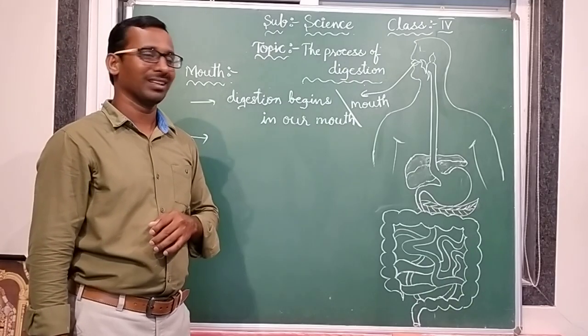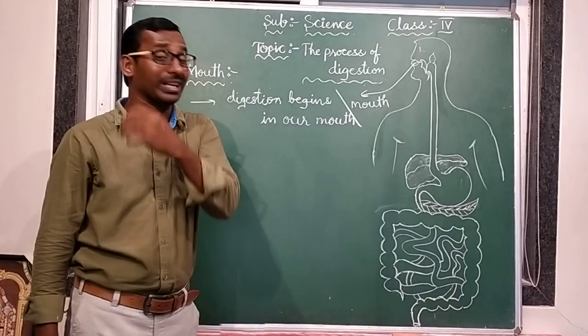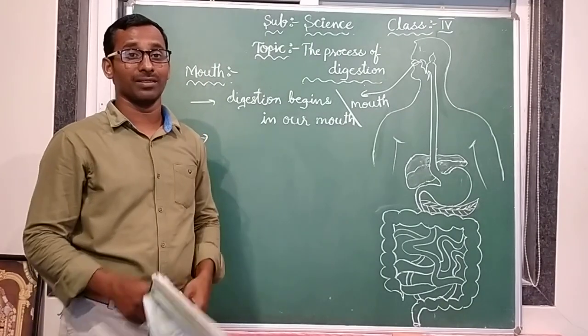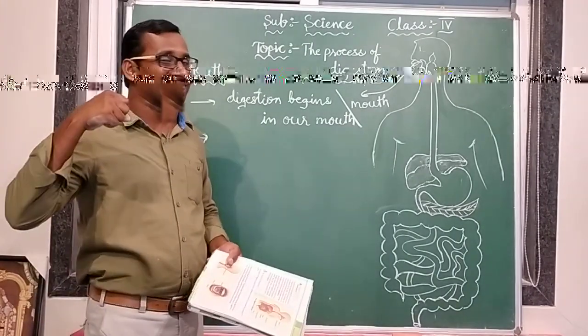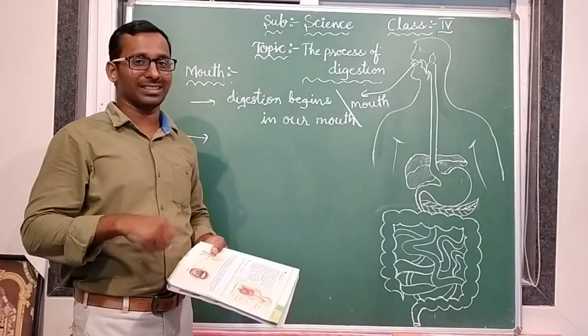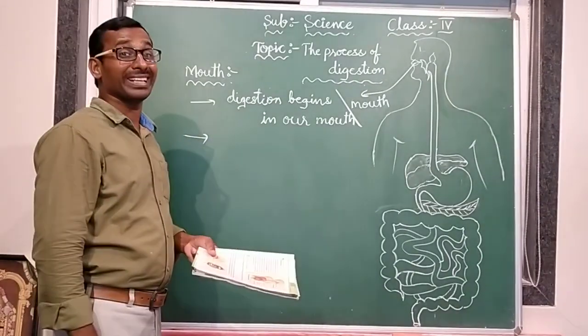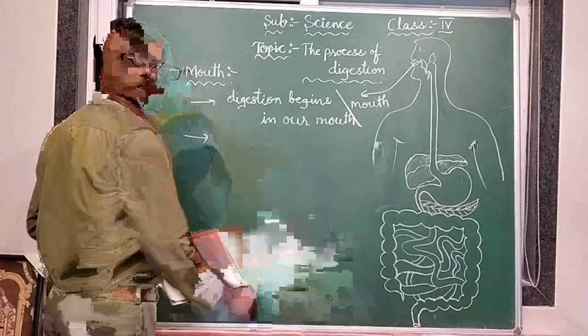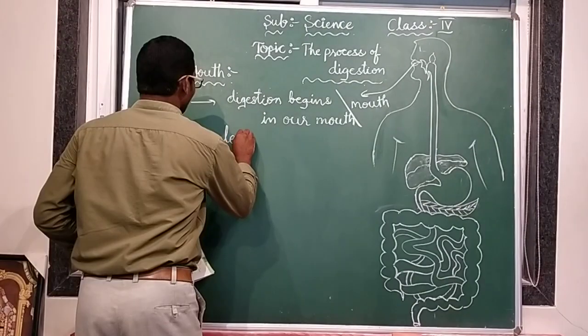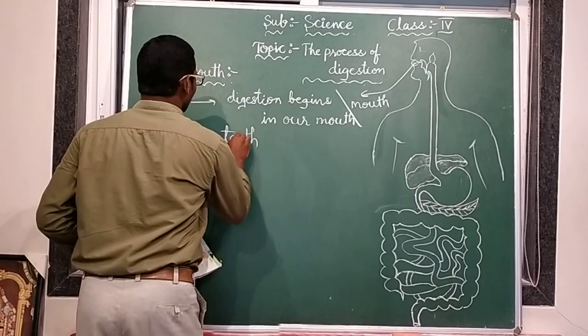Is it right? And sometimes we have chicken or mutton pieces. When we are eating chicken or mutton, that is tearing. Is it right? What do we have to do here? How do we tear, cut, chew? With the help of our teeth.